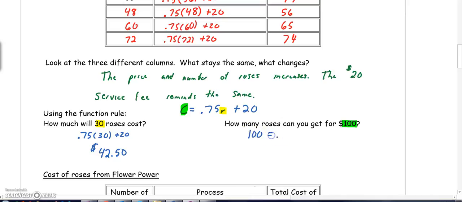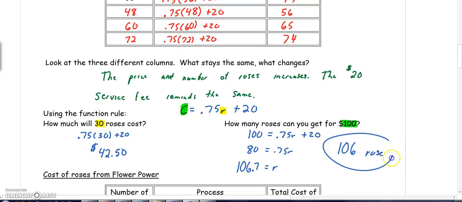So 100 equals 0.75R plus 20. We can subtract 20 from each side and then divide by 0.75. So 80 divided by 0.75 gets me 106.7. I can't buy part of a rose, so I'm going to say I can buy 106 roses.